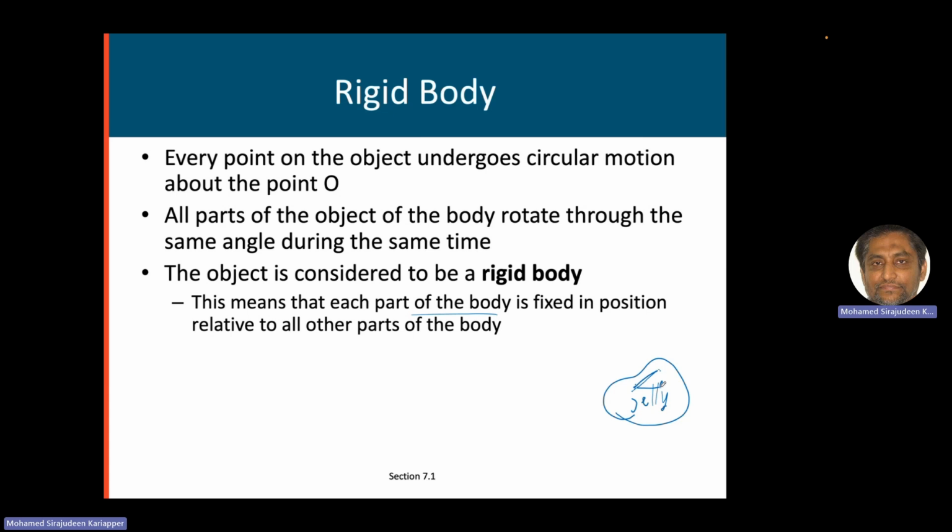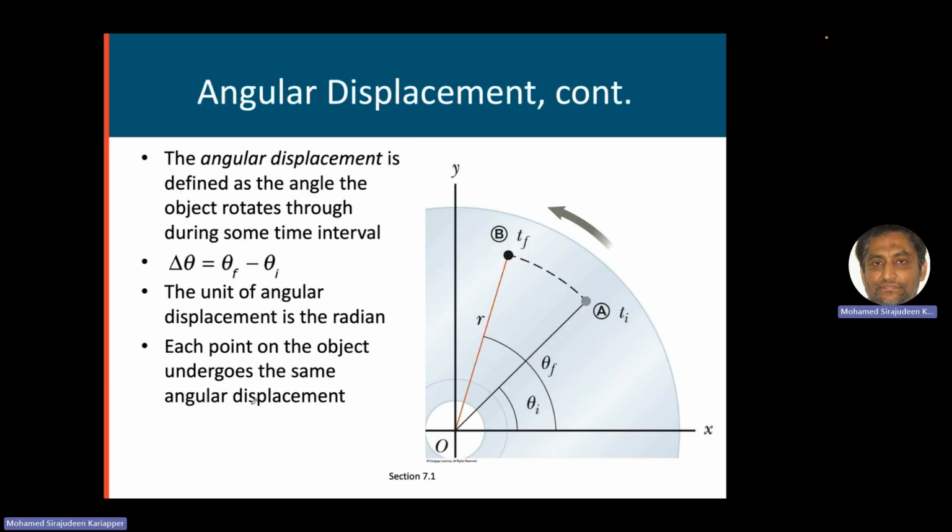So if you have a rigid body rotating about a fixed axis, every point will cover the same angle, right? So point P and point Q. If this is rotating, say, about 30 degrees, this guy will also rotate the same amount. So that is one thing that we need to remember. All parts of a body rotate through the same angle during the same time if it is a rigid body. So we have again a disk.